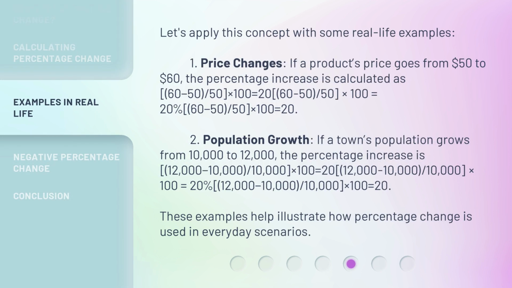Let's apply this concept with some real-life examples. 1. Price changes. If a product's price goes from $50 to $60, the percentage increase is calculated as (60 minus 50) divided by 50, times 100 equals 20%.